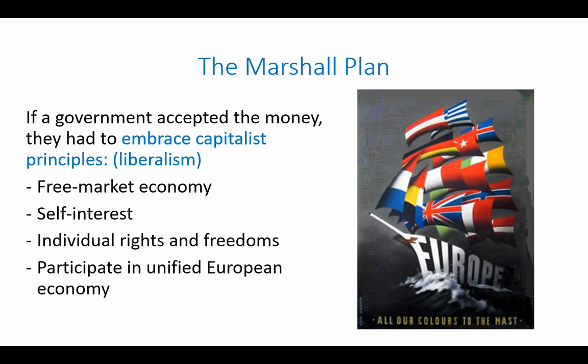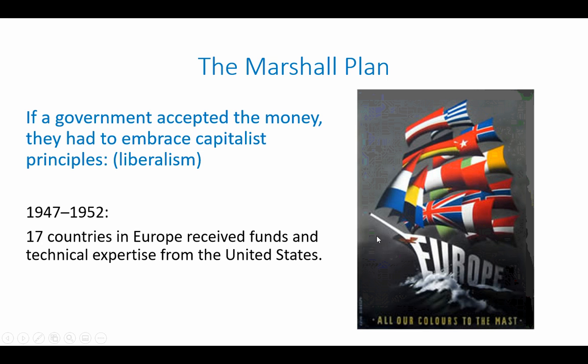So you need to implement a free market economy in your country. You must have an economy that's based on the principle of self-interest, individual rights and freedoms, and you got to join this new European economy that we're working on. Okay, so they were working towards this idea of the European Union, where all European countries would work together economically and politically. And if you want to take the money from the Americans, you got to participate in this European Union. Okay, so this was on the table. This was offered to all European countries from 1947 until 1952.